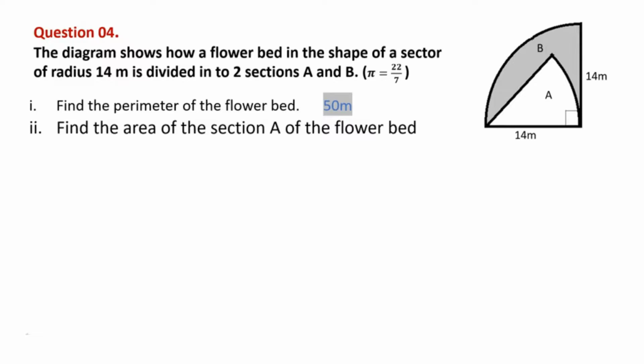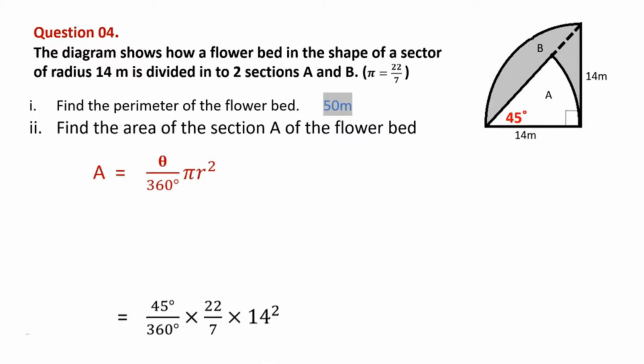Section A is a sector again, but the angle at the center is not known. But if you see carefully, if I extend this part like this, it is a triangle, and since both the sides are equal to 14 meters and 14 meters, it is an isosceles triangle. And since it is a right-angled isosceles triangle, the two angles opposite to the equal sides must be 45 degrees each. So the angle at the center of the section A is 45 degrees.